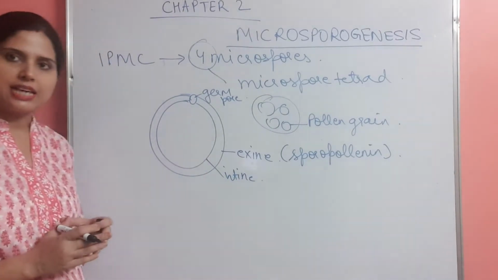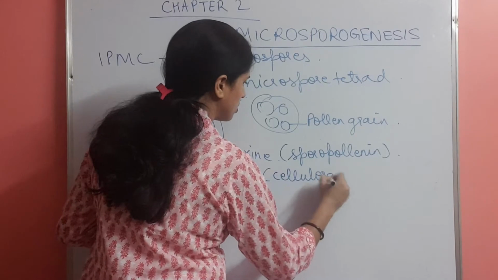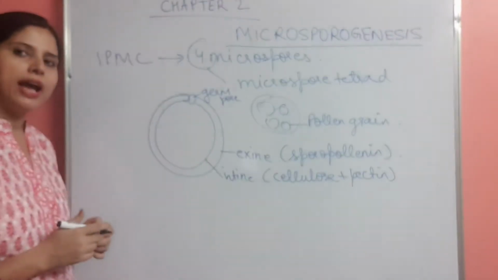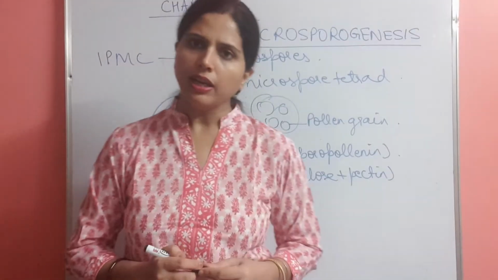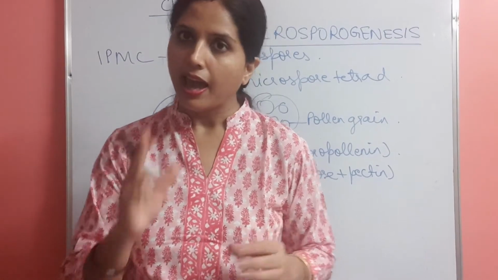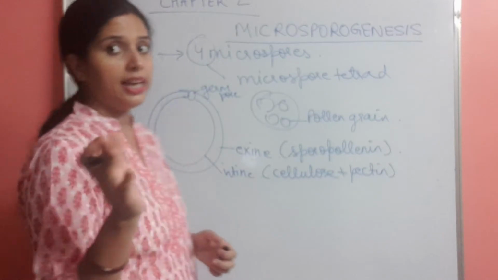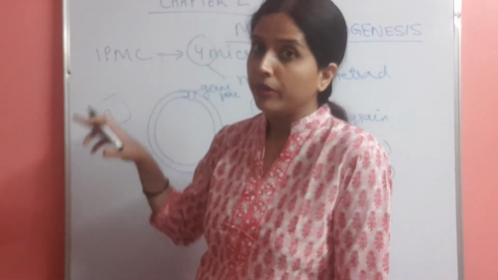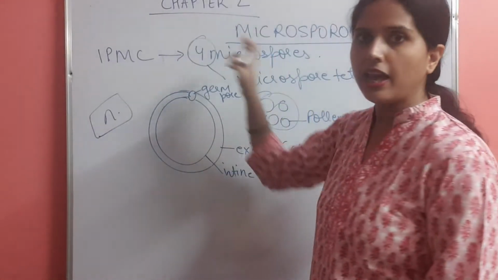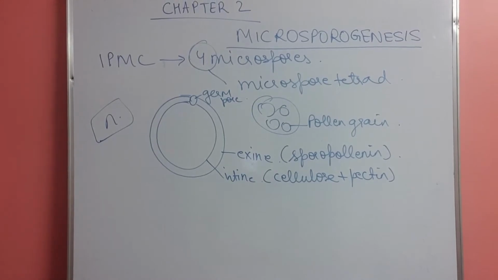Now we come to the intine layer. The intine layer is made up of cellulose and pectin, which provides nutrition. What will be the ploidy of the pollen grain? The pollen grain will be haploid, because it has come from meiosis of the pollen mother cell. It is formed from the pollen mother cell after meiosis.